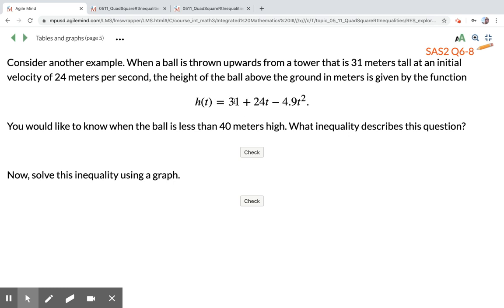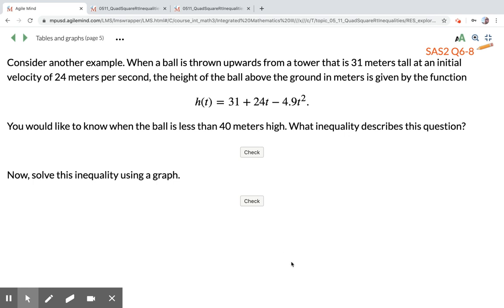So there's my 31. This is how tall the tower is we're standing on, 31 meters. That 24 is the initial velocity when I threw it. And that negative 4.9, that's 4.9 meters per second squared, is gravity, negative because it's pulling down toward the ground. Here's the deal: you would like to know when the ball is less than 40 meters high. I would like you to write an inequality that would describe that for question 6.